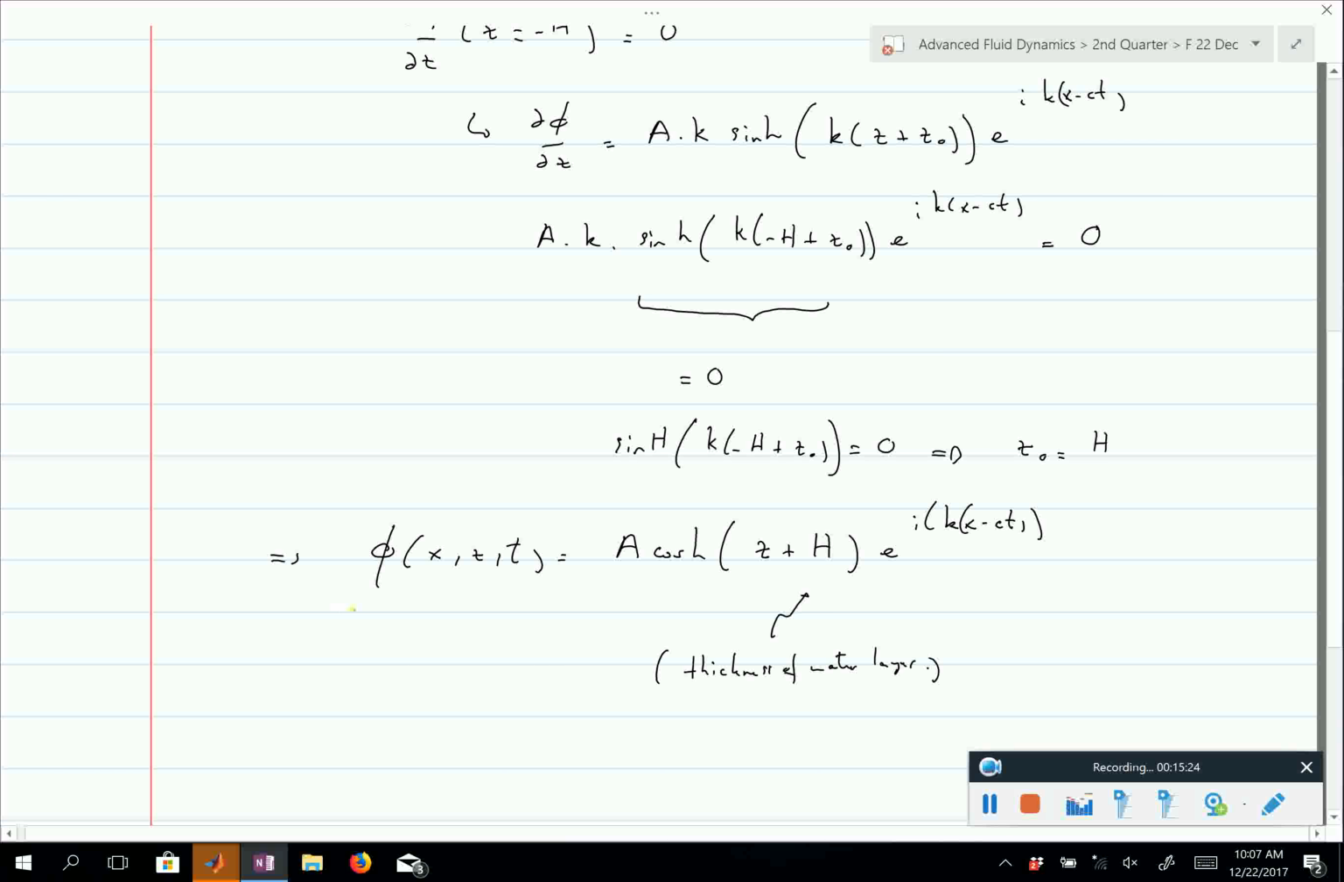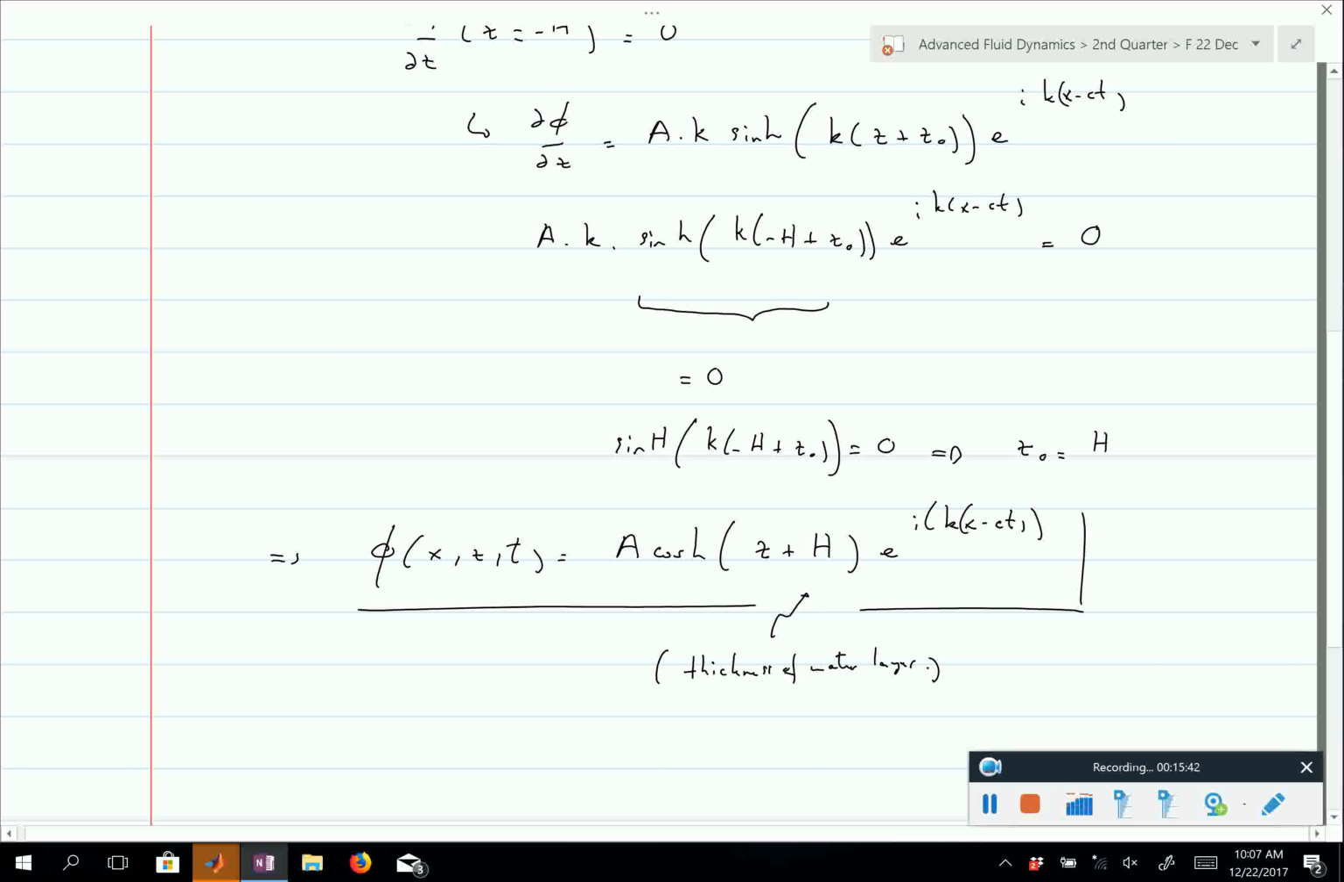Now, let me just briefly show you how this works. This is still an ansatz. We still haven't said anything about it. We don't know what A is. We don't know what k is. We don't know what c is. But this is essentially what our velocity field is going to look like.